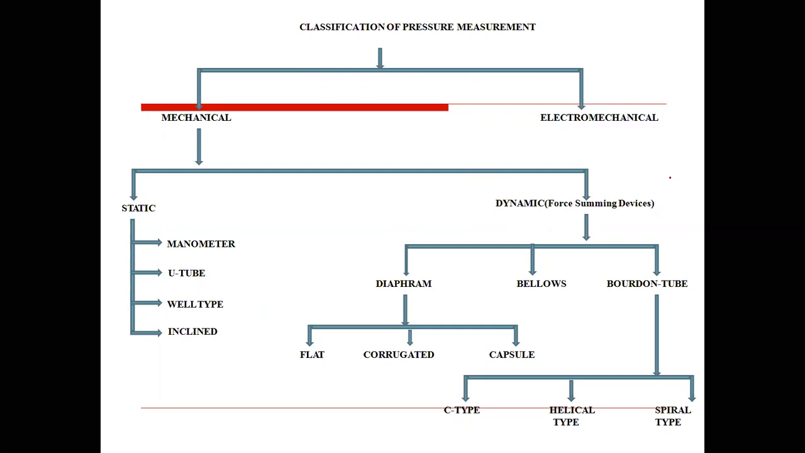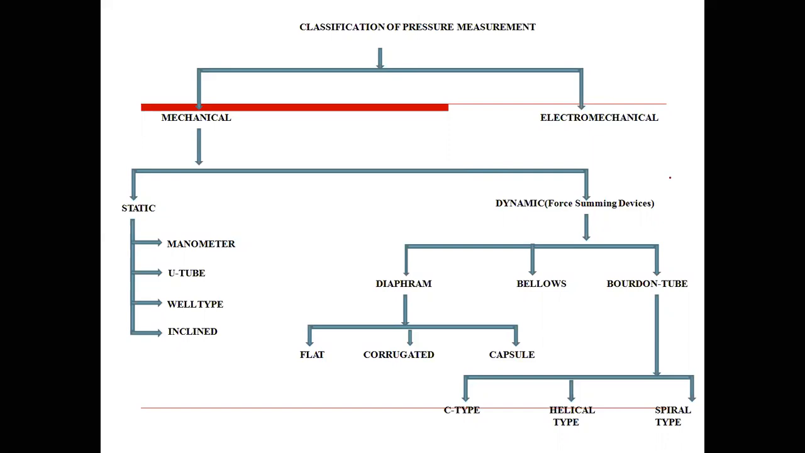When the unknown pressure is greater than the atmospheric pressure, definitely the liquid will try to move in the downward side. So there will be a change in the height depending upon the unknown pressure applied on the U-tube. There will be a change in the height of the liquid, so you can measure that height.